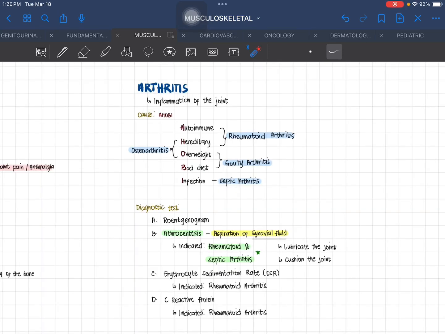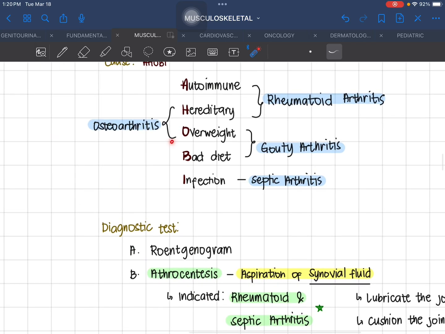Okay, so the next topic is arthritis, or what we call the inflammation of the joint. So, ang cause ng arthritis, para mas madali, we have the word AHOB. A stands for autoimmune. H stands for hereditary. O stands for overweight or obesity, kung ano man tawagin nyo, pero overweight. B stands for bad diet, and last, I stands for infection.